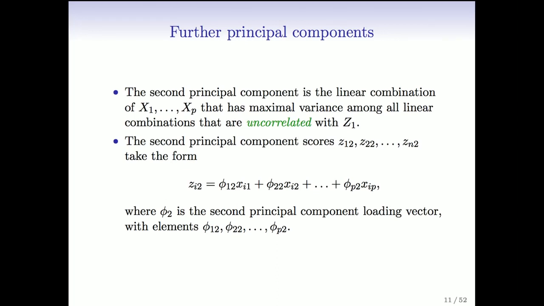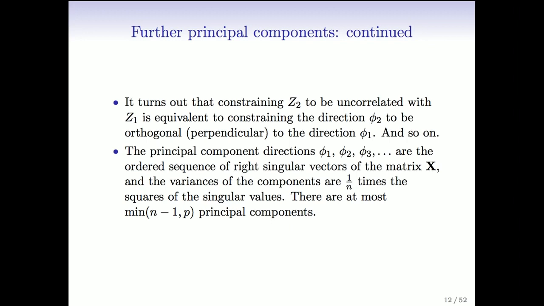So it's going to tell you different information about the data, and subject to being uncorrelated, it's going to have largest variance. Okay, so that's a problem which we can phrase in pretty much the same way. It's going to be a linear combination. We've got it now indexed by 2 instead of 1. There's a sub 2 there, and subject to that constraint of being uncorrelated, we want to maximize the variance.